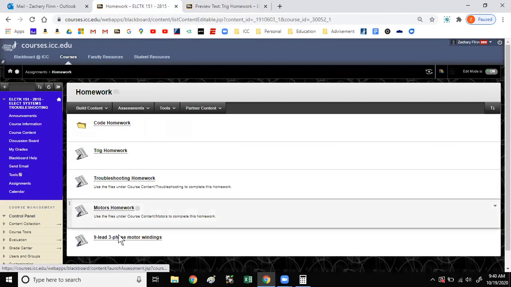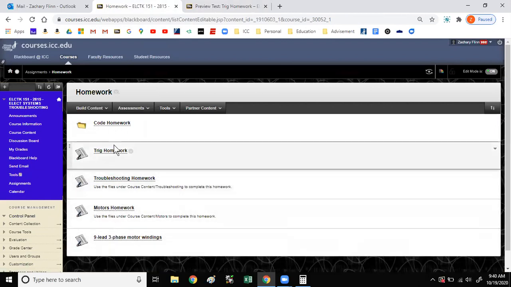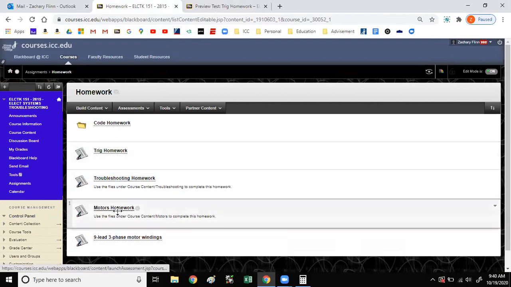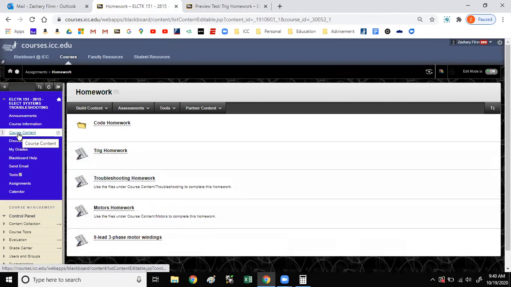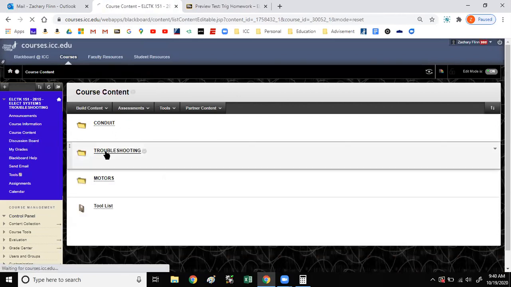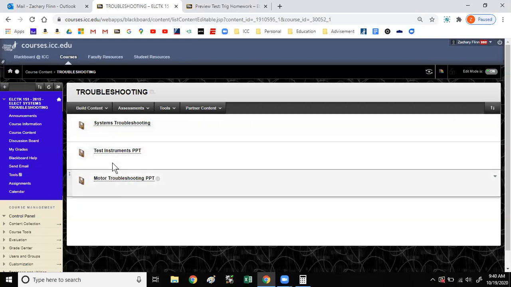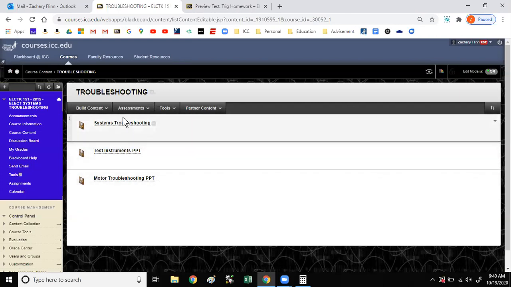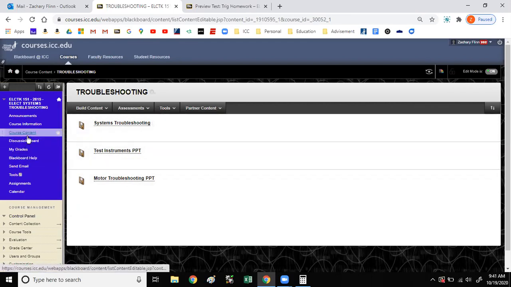See, all this other homework you can do. The troubleshooting homework, the motors homework, those come from PDFs. Have any of you started those yet? And you found the PDFs? So under course content, troubleshooting, there's PowerPoints and all these files that you can download to do that homework.